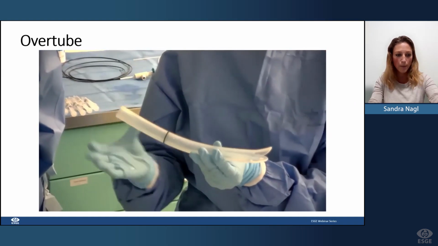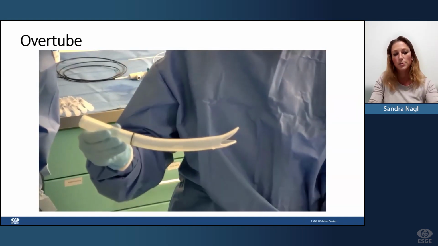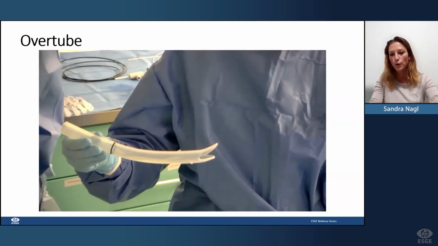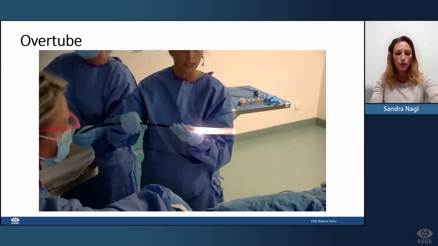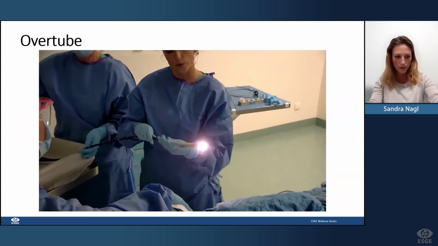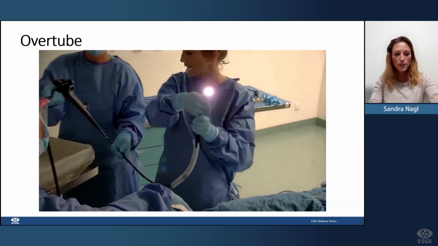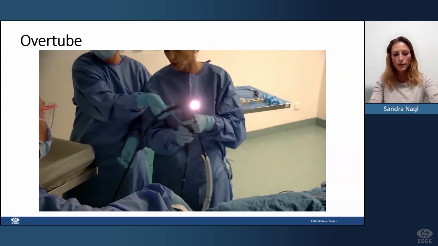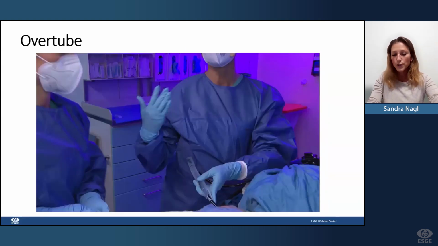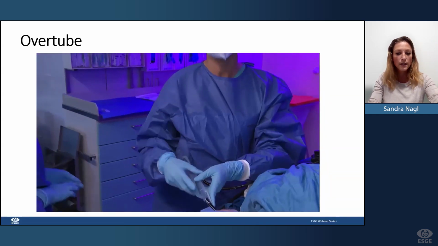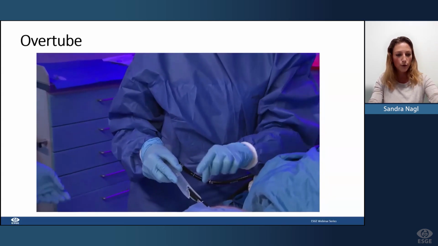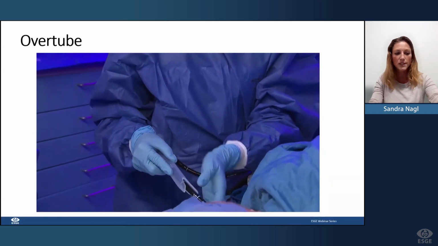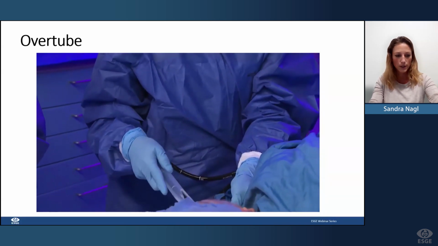There's also a black mark on the overtube, marking approximately the level of the patient's row of teeth up to which the overtube should be advanced into the patient. The overtube is advanced over the endoscope, using the endoscope as a guiding rail. When you introduce the overtube into the patient, make sure that the longer lip of the overtube is oriented downwards during the insertion.